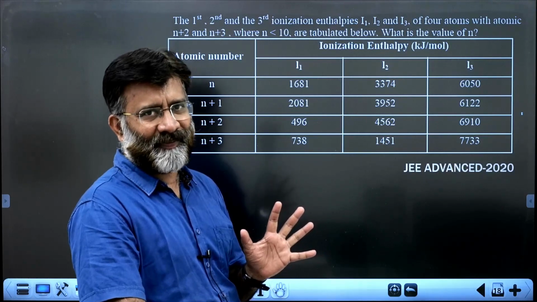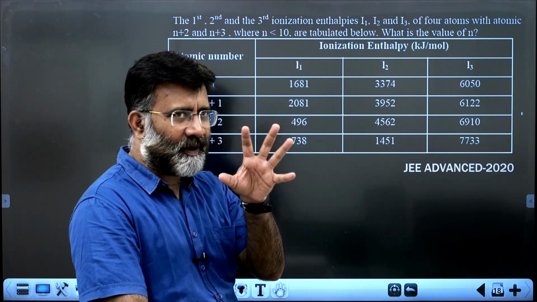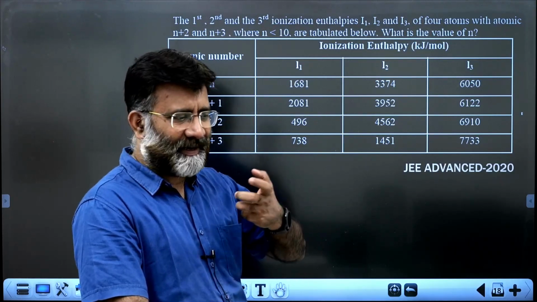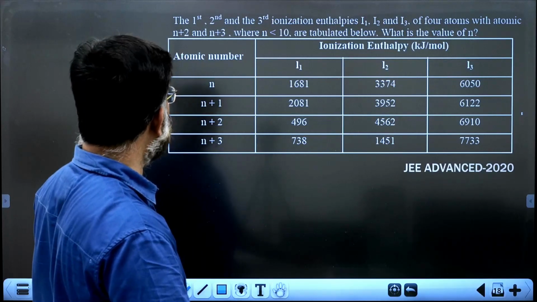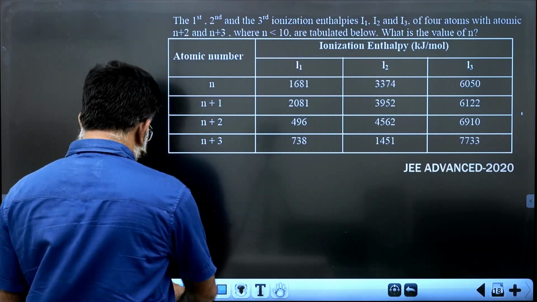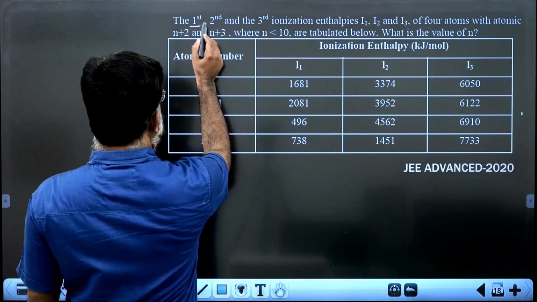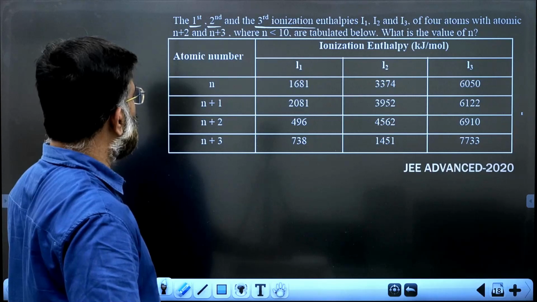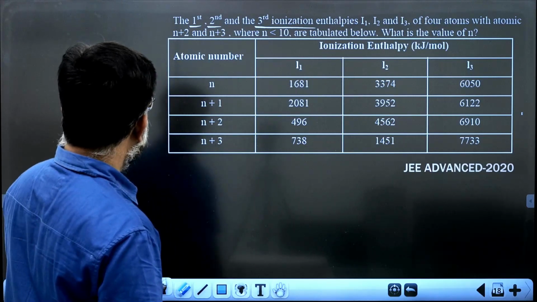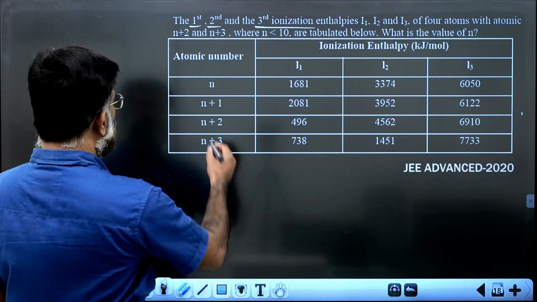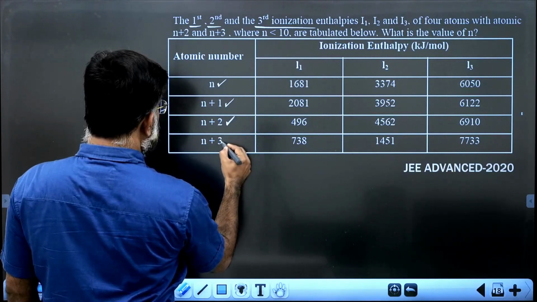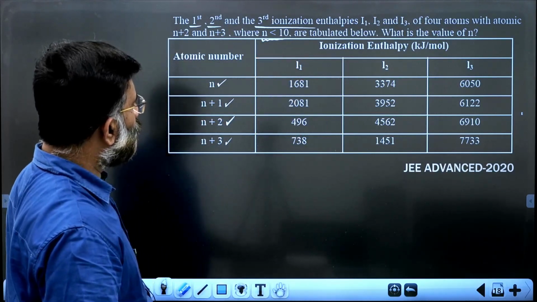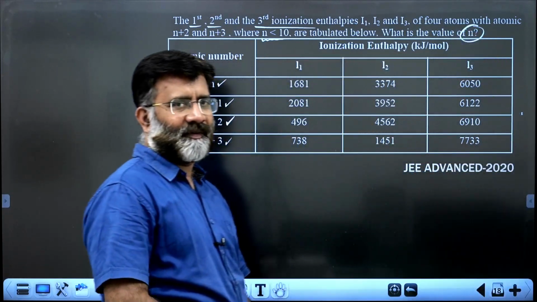Basically, the matter is very simple. When you closely look at the data, you are able to identify whom it is talking about, but it is asked in a slightly complicated way. Look at the question. The first, second, third ionization enthalpies, I1, I2, I3, of 4 atoms with atomic numbers n, n plus 1, n plus 2, n plus 3, where n is less than 10, are tabulated below. What is the value of n? That is the question.